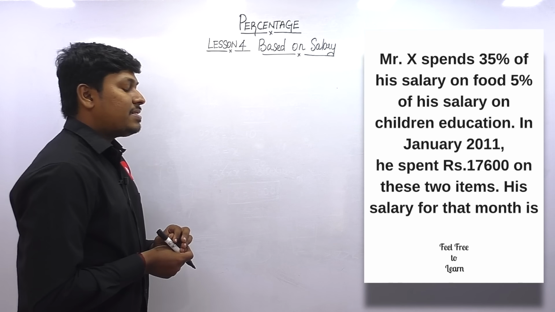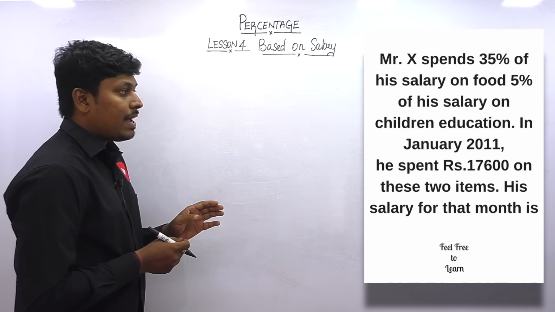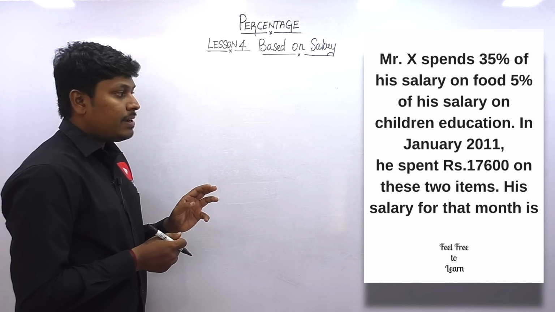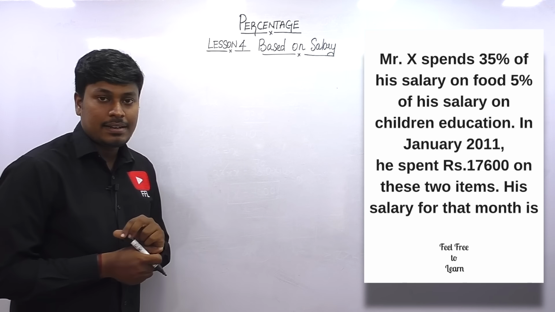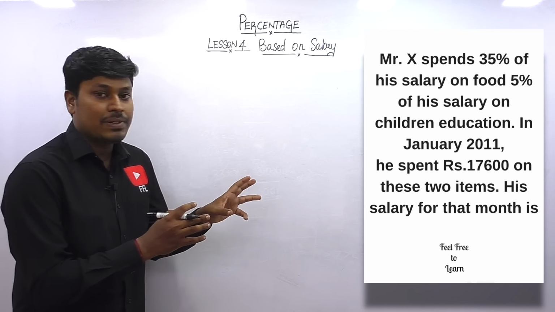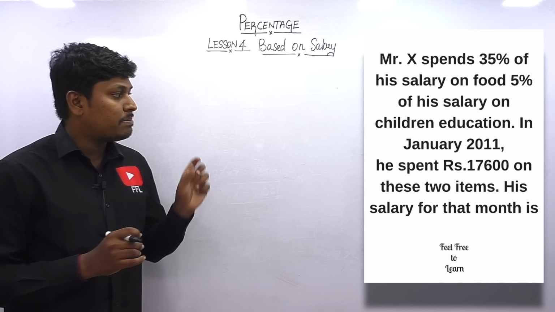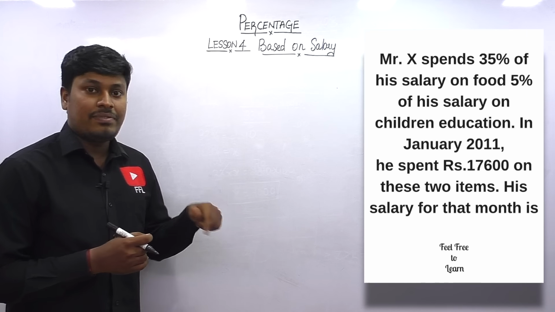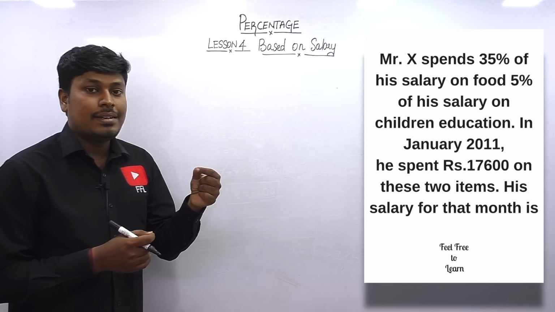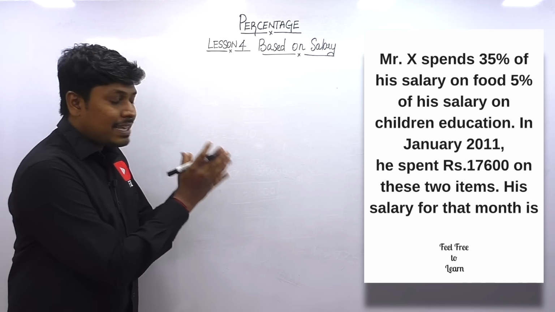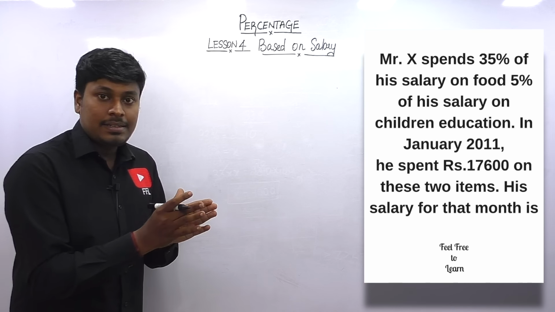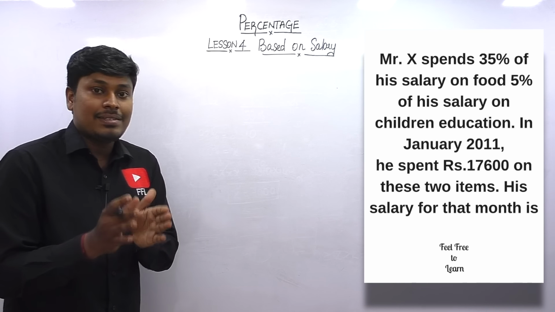Question number 3. Mr. X spends 35% of his salary on food, 5% of his salary on children's education. In January 2011, he spends rupees 17,600 on these two items. His salary for the month is. So similar to the previous question, in this question also, our target is to find the salary of person X. And what is all the data they have given? From person X's salary, he is spending 35% on food and another 5% on education. Whether they have given the savings amount or the amount that he spends, here 17,600 is the amount he spends, right? It is not the savings, it's the amount that he spends.